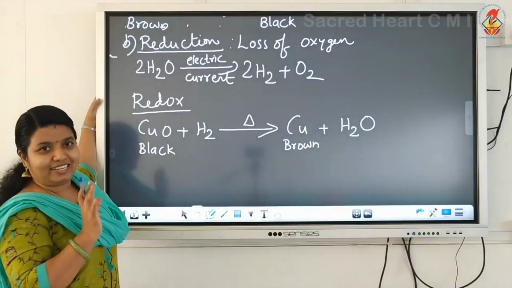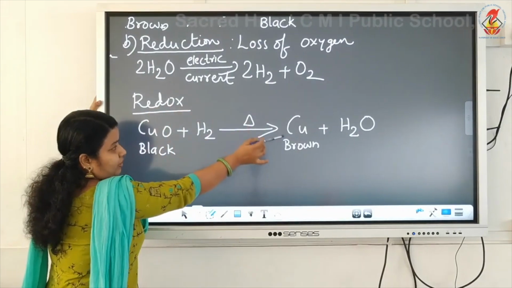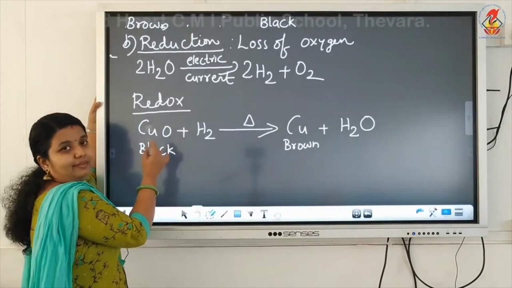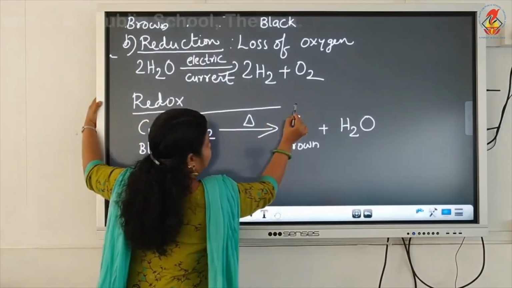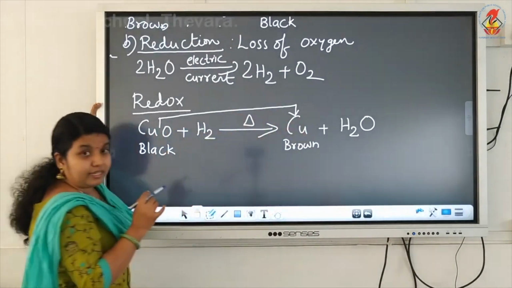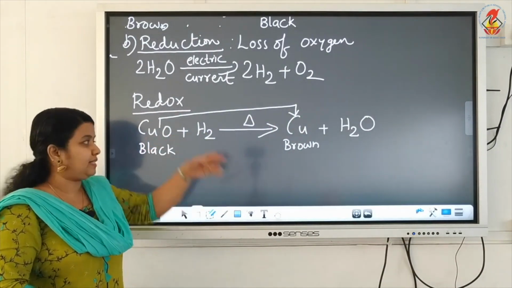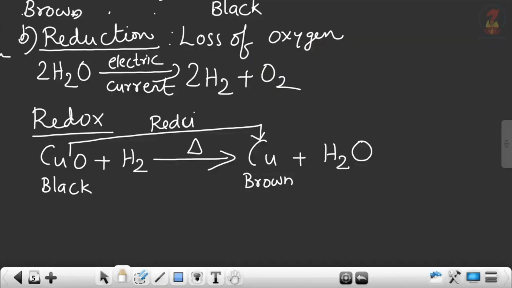Now look at this reaction. You look at each reactant. Copper oxide. Look at copper oxide at the product side. What happened to copper oxide? As the reaction proceeds, you can see that this copper oxide is losing its oxygen. Oxygen of copper oxide is lost. So what is this type of reaction? This is reduction. What happened to hydrogen?